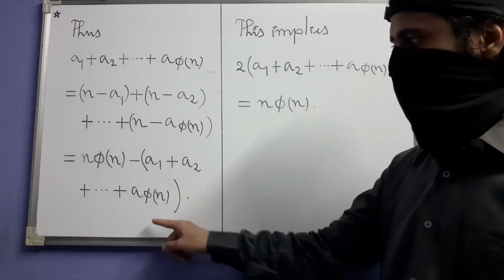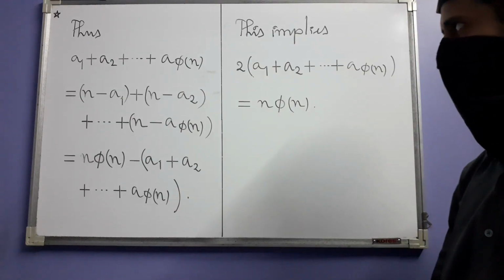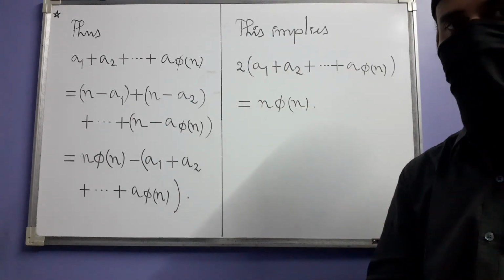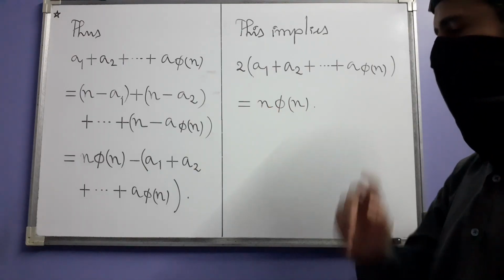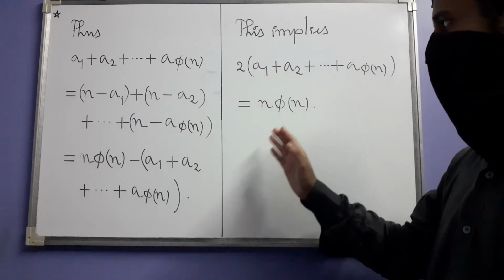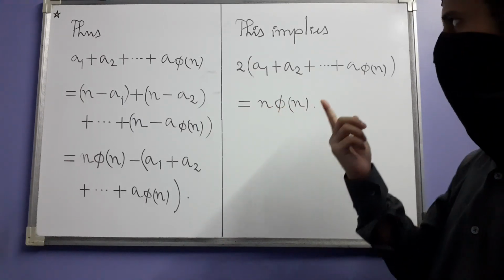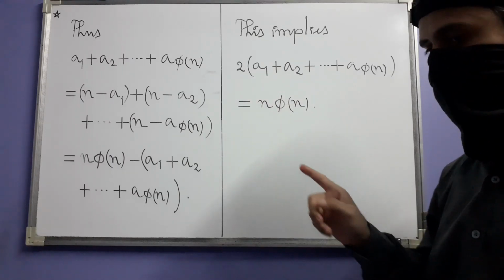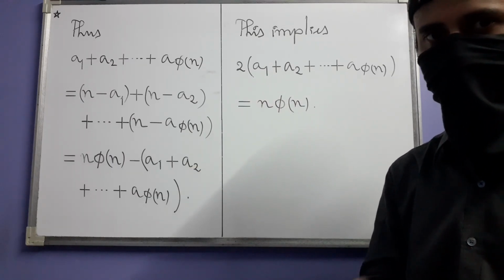Finally, you add this sum to both sides, then it vanishes on the right hand side and on the left hand side you get twice the sum. And then you just have to write one more step: you divide both sides by 2. So that's how you get 1/2 of n times phi of n on the right hand side, and on the left hand side you have this sum, the sum of all positive integers less than n and relatively prime to n.